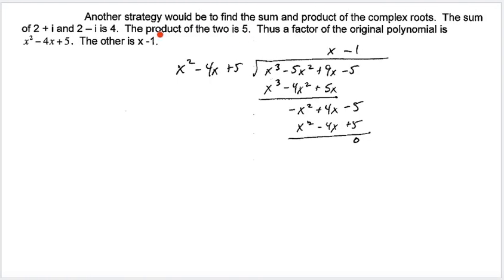Another strategy is, if you ever have an imaginary root, a complex number root, use the sum and the product rule. The sum of 2 plus i and 2 minus i is 4, and the product of 2 plus i times 2 minus i is positive 5. Thus, a factor of the original polynomial, you would write x squared minus the sum, and plus the product.